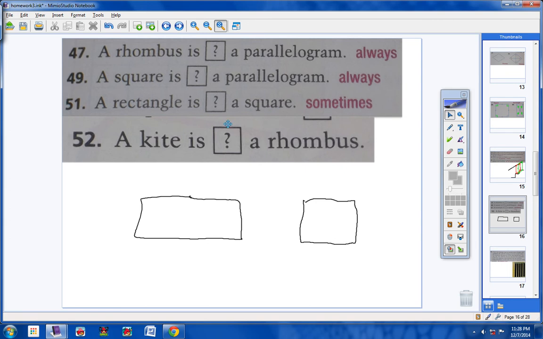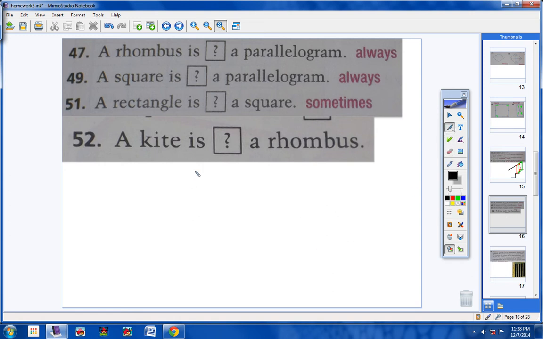Okay? Alright. Now, we did not talk about a kite. That's in the last lesson we didn't get to. And that's fine. I'll go ahead and answer the question. Here's what a kite is.